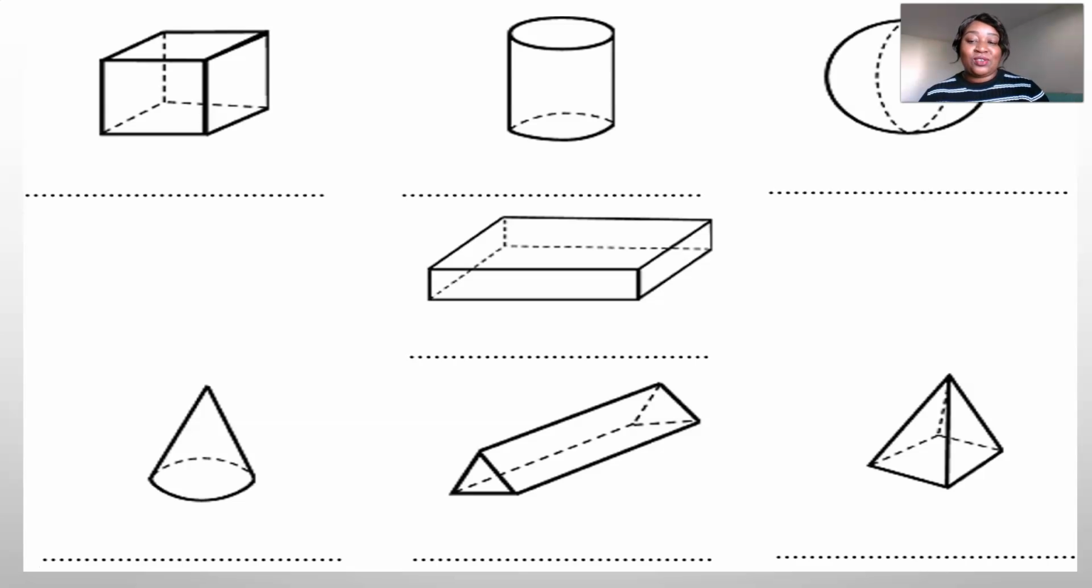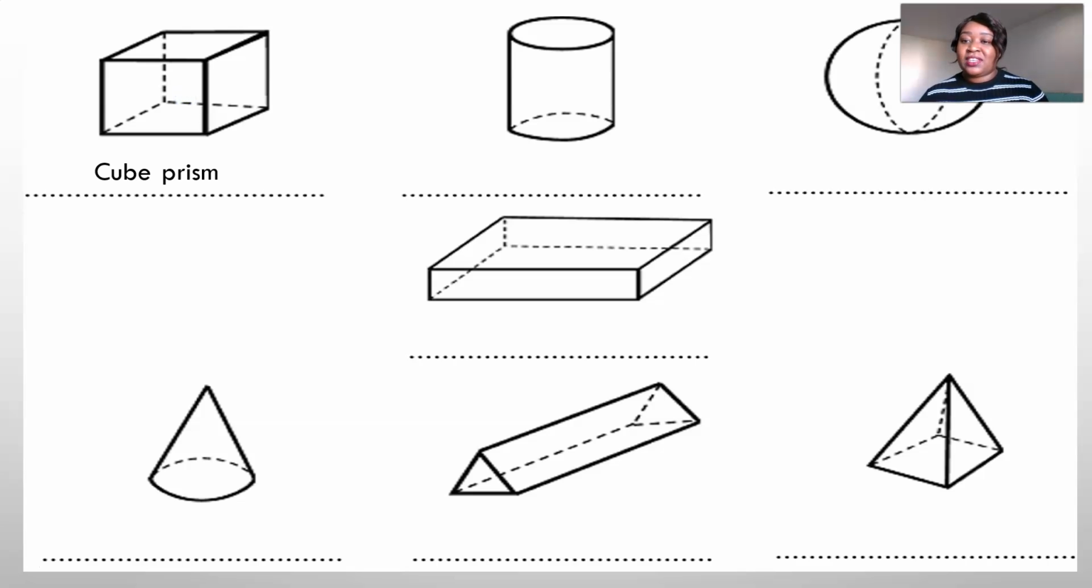Pause the video now and do just that and finish the whole 7 shapes. Just write the names. You don't need to draw them. Just write the names on your paper. Okay, I hope everyone has finished. Let's find out if our answers are correct.